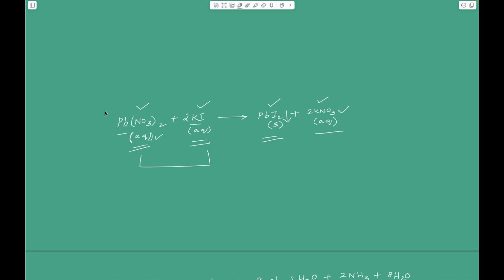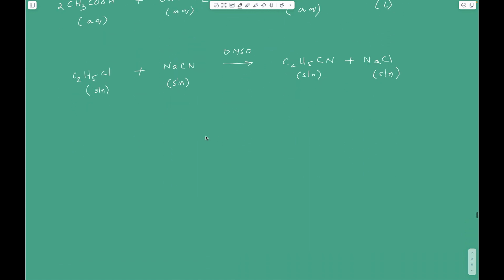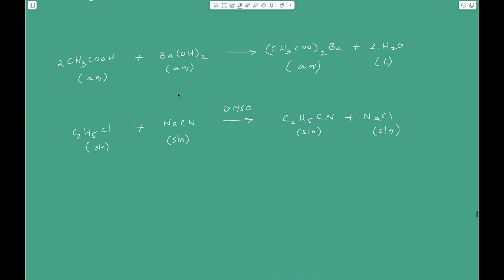And you will come across many chemical reactions like this that are carried out between aqueous solutions. Solutions in which the solvent is water. And you will also come across many chemical reactions between solutions in which the solvent is not water. If the solvent is water, it is called an aqueous solution. If the solvent is not water, it is called a non-aqueous solution.